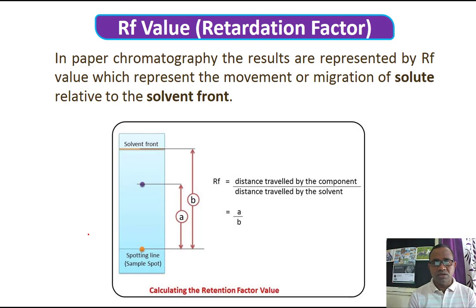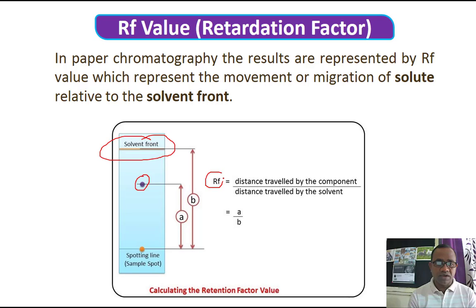RF value is the way to calculate the distance traveled by the solid in the solvent. Once the run has finished, we take out the paper and mark the area where the solvent has traveled. That is called the solvent front. In reference to the solvent front, we also mark the distance traveled by our sample molecule or solid molecule.